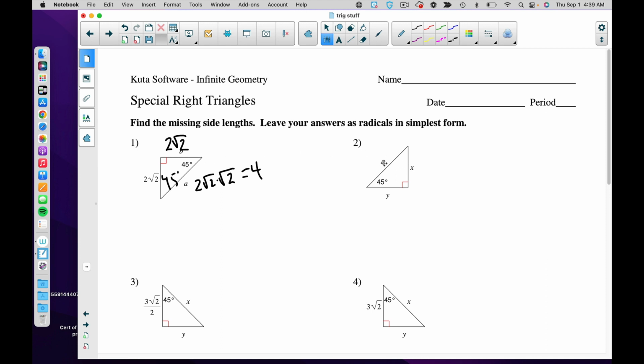If I was working backwards, this is my hypotenuse, 4. So I know that this leg would be 4 divided by root 2. This one here would be 4 divided by root 2. And if you want to rationalize it, you did that last year, you can. You can also leave it. It's fine leaving them with a square root in the denominator.